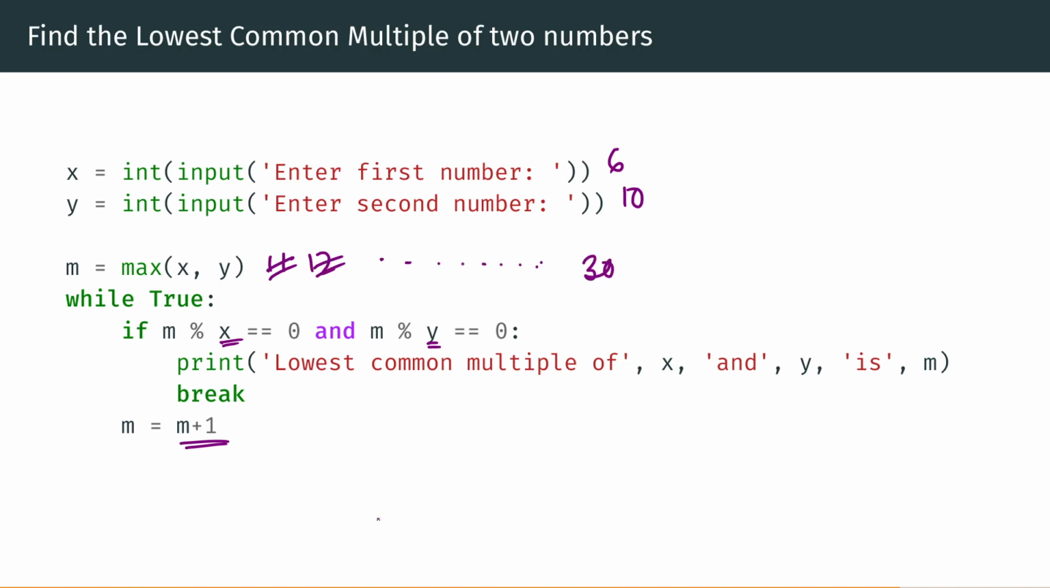30. So is 30 modulo 6 equals 0? Yes, it is. This would be true. Is 30 modulo 10 equals 0? Yes, it is. This will be true as well. At that point, we can say the lowest common multiple of 6 and 10 is 30. And then we break out of that loop. That's where the program ends.